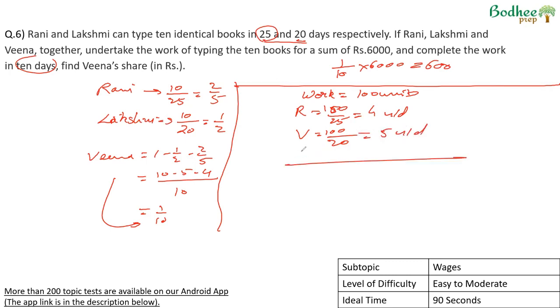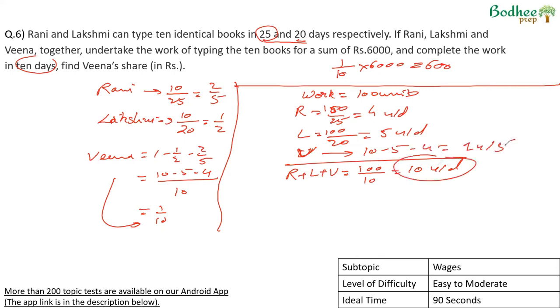When we have to find for Veena, when we look at Rani plus Lakshmi plus Veena, they are doing 100 units in 10 days, therefore 10 units per day. Therefore, the number of units that Veena does in a day will be 10 minus 5 minus 4, which is 1 unit per day. So out of a total of 10 units per day, Veena does 1 unit per day. So her share will be 1/10 of the money, which will be rupees 600. That becomes the answer. Either way, not more than 1.5 odd minutes to solve the question.